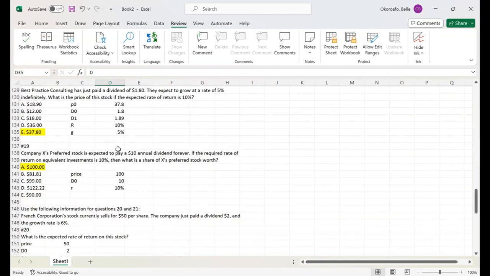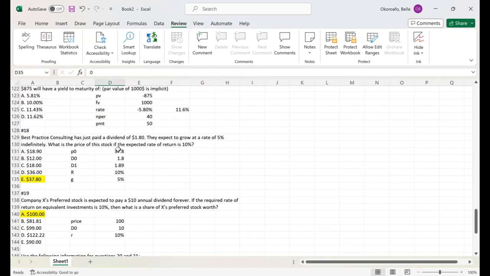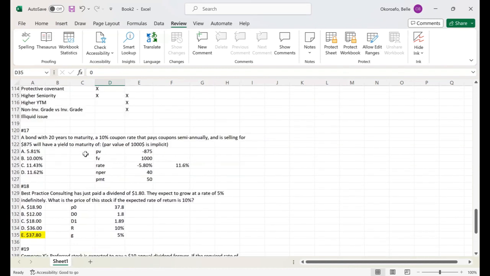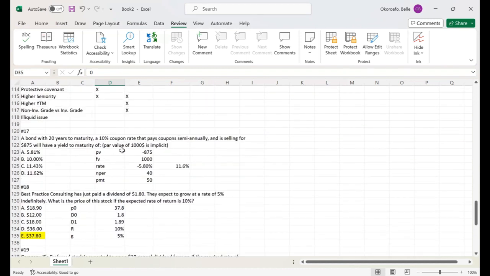Moving on to 17, using a different formula for dividends. We are trying to find 17, using the same variables. So let's lay out our variables. We are trying to find rate here. PV would be negative 875. Our FV is 1,000 because that is our par value. Rate is what we're trying to find.